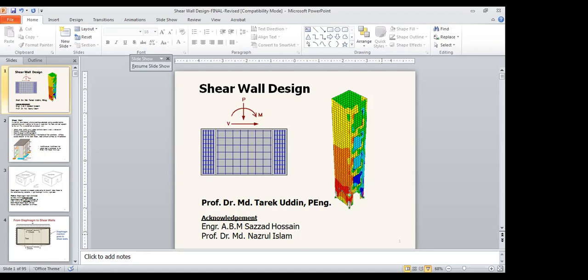And this wall actually gets the horizontal force through the diaphragm that you have in the building, the slab system. When you apply horizontal load to the building, it goes through the slab system to the diaphragm, then from the diaphragm to the shear wall, and finally goes to the foundation.